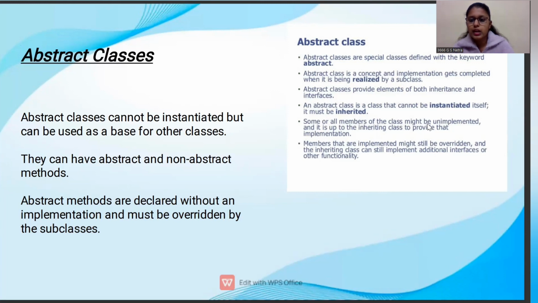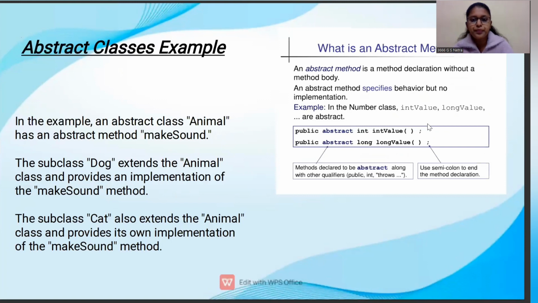It is a class that can't be instantiated itself, it must be inherited. Some or all members of the class might be unimplemented, and it is up to the inheriting class to provide those implementations. Members that are implemented might still be overridden, and the inheriting class can still implement additional interfaces or other functionality. Abstract class example.